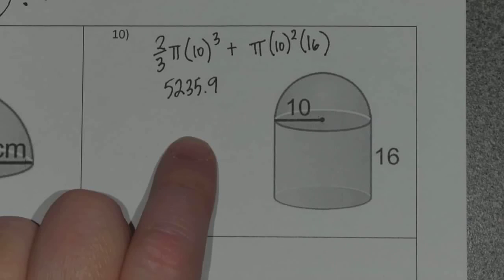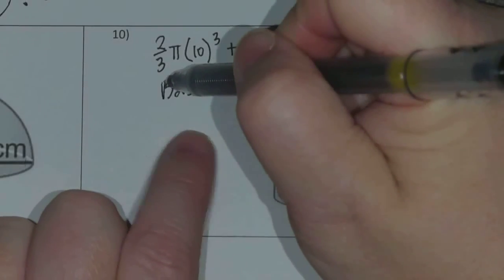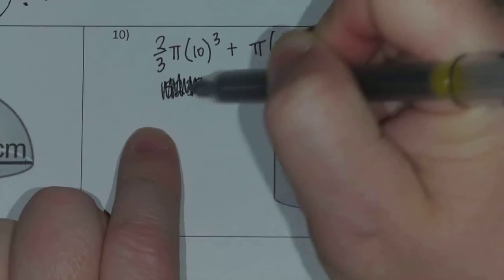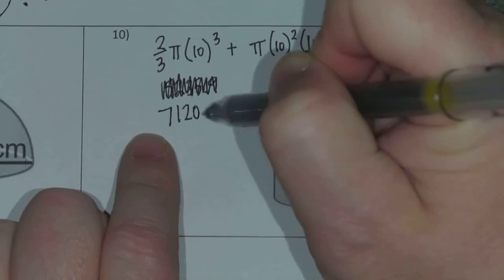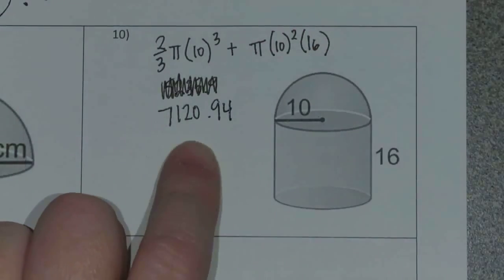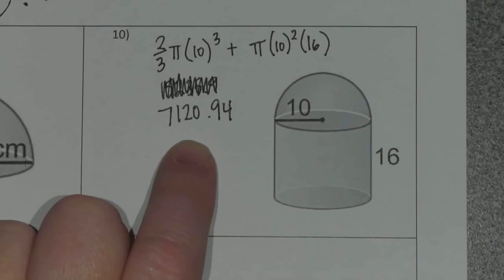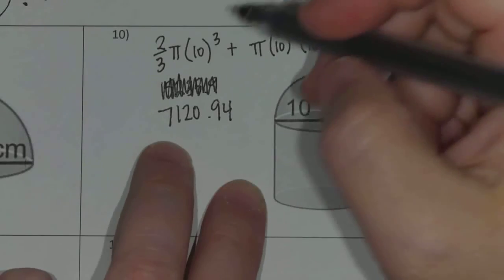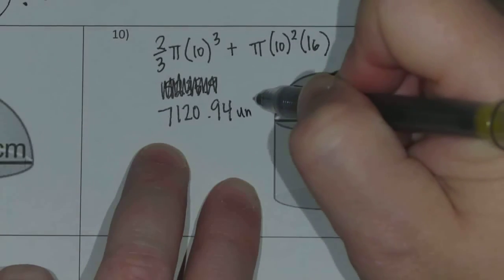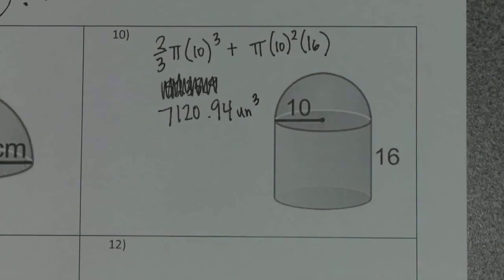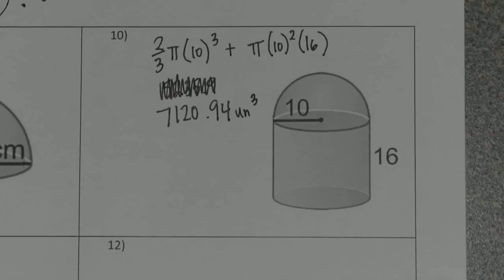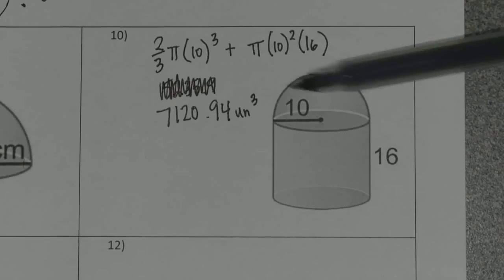Okay, did anybody get something different? I did too. What did you get? I got 7,120. Okay, that's the same thing that I got. 7,120.94 is what I got. So 2 of us have gotten that. Anybody else get that one? Okay. So you guys, when I ask you if you got that, you could really speak up and say, I think that might be wrong. That'd be okay. Might be wrong.